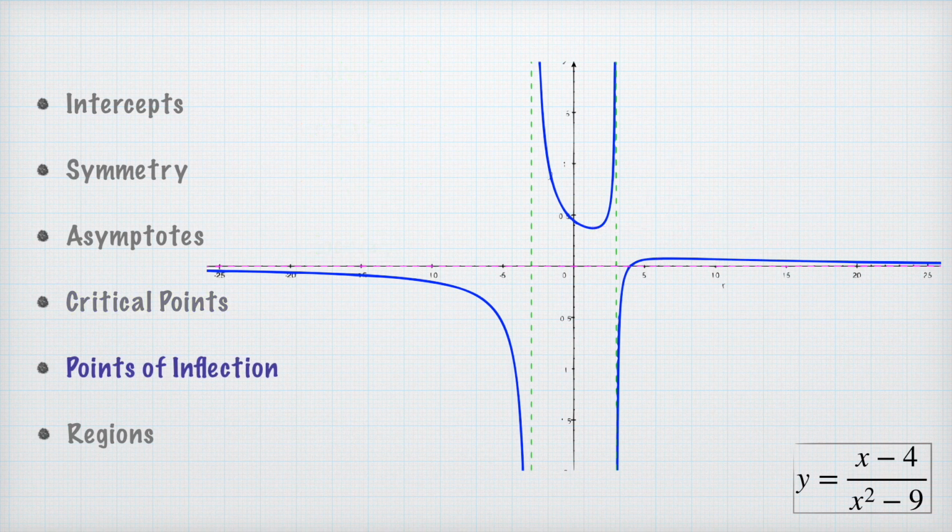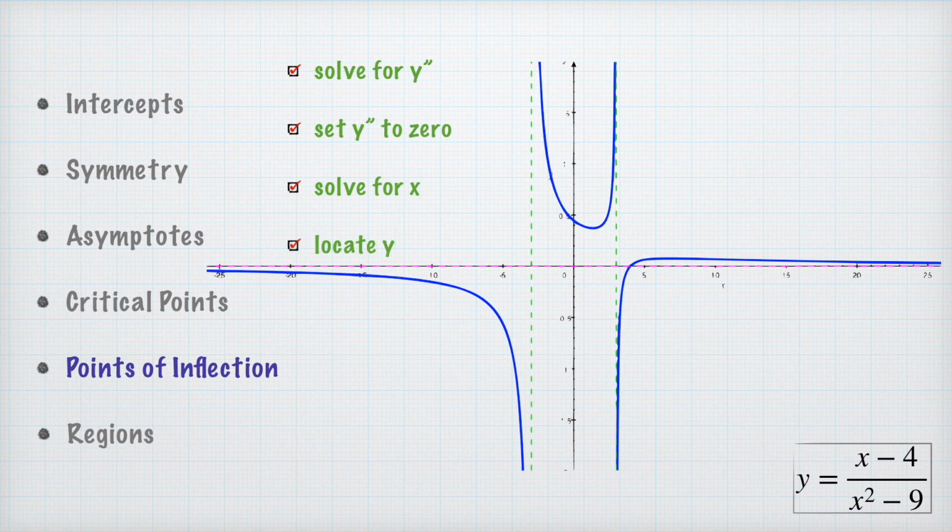After locating and classifying the critical points, we're now going to locate the points of inflection. And to do that, we're going to solve for the second derivative of the given function, set it to 0, solve for the values of x, and then solve for the y-coordinates of the points of inflection. And in this graph of the given function, the point of inflection is located here.